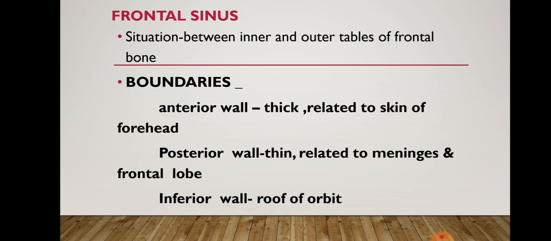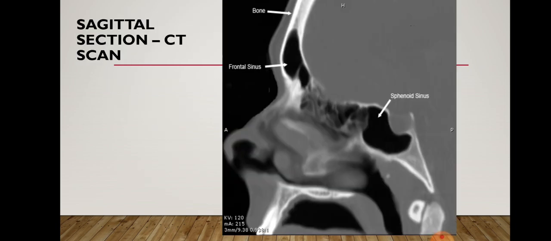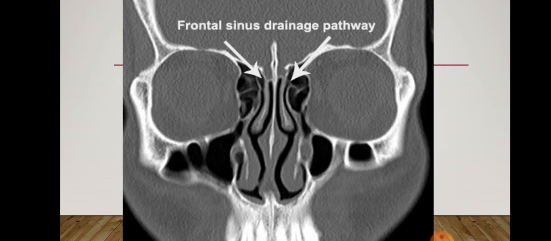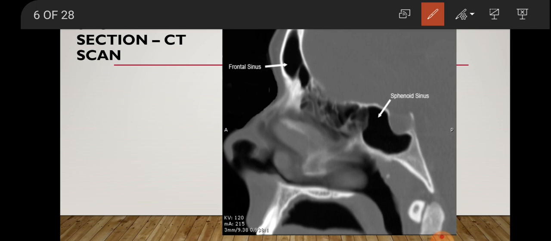Coming to the first sinus, that is the frontal sinus. Where is it situated? It is situated between the inner and the outer tables of the frontal bone. This picture is a CT picture, which gives you the idea of the situation of the frontal sinus. It is situated above and deep to the supraorbital margin.